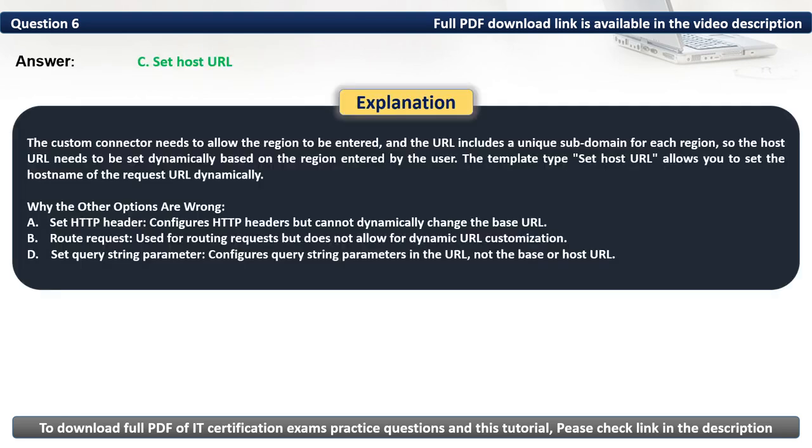The custom connector needs to allow the region to be entered and the URL includes a unique subdomain for each region. So, the host URL needs to be set dynamically based on the region entered by the user. The template type set host URL allows you to set the hostname of the request URL dynamically.